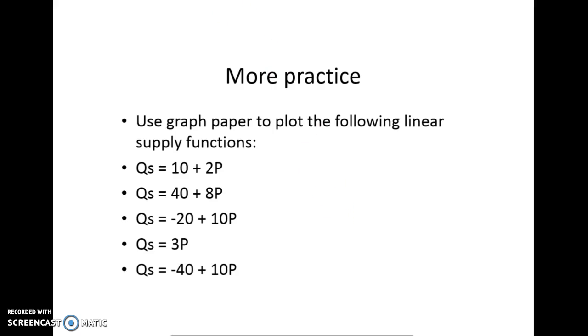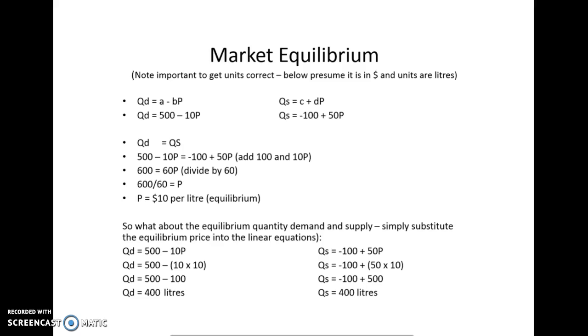Okay, so hopefully you had a good practice there. Any questions, you need to come and see me. And this is working out the equilibrium. So again, this is just solving for p. So we've added 10p to this side to get 60p, and we've added 100 to that side to get 600, and then divided both sides by 60 to get p, and that leaves us with $10.